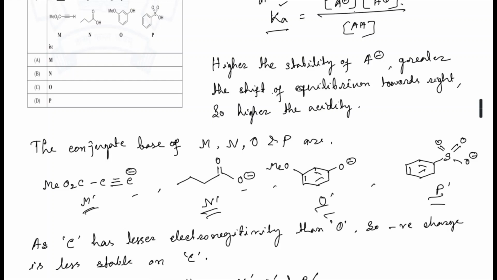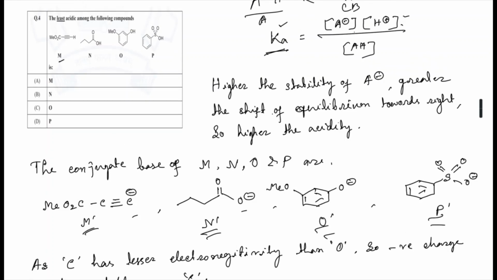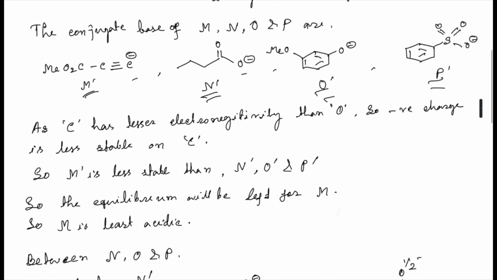As the conjugate base is least stable, the acidity is lesser because the equilibrium constant Ka will be much less. So M is the least acidic among the following. And so for the question, the least acidic of the following compounds, this is M. The answer will be A. Between N, O, and P, we'll see what the order of acidity will be.